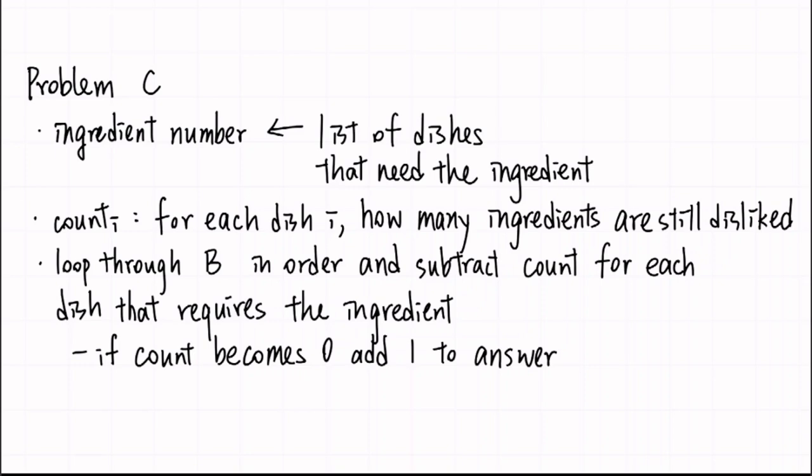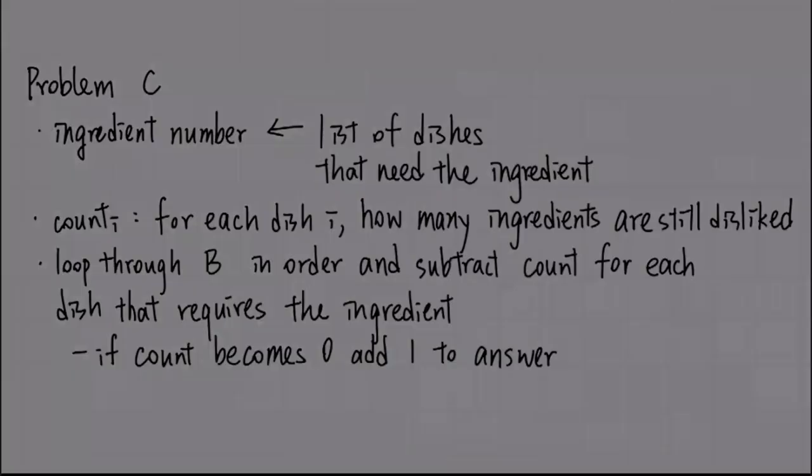And so if the count becomes 0, then this means that the current dish that we're checking no longer uses any of the ingredients that are disliked by Snook. And so now he can eat this dish, and then we can add 1 to answer because that means that there is one more dish that he can eat. And so if this is still not clear, we can look at the code.